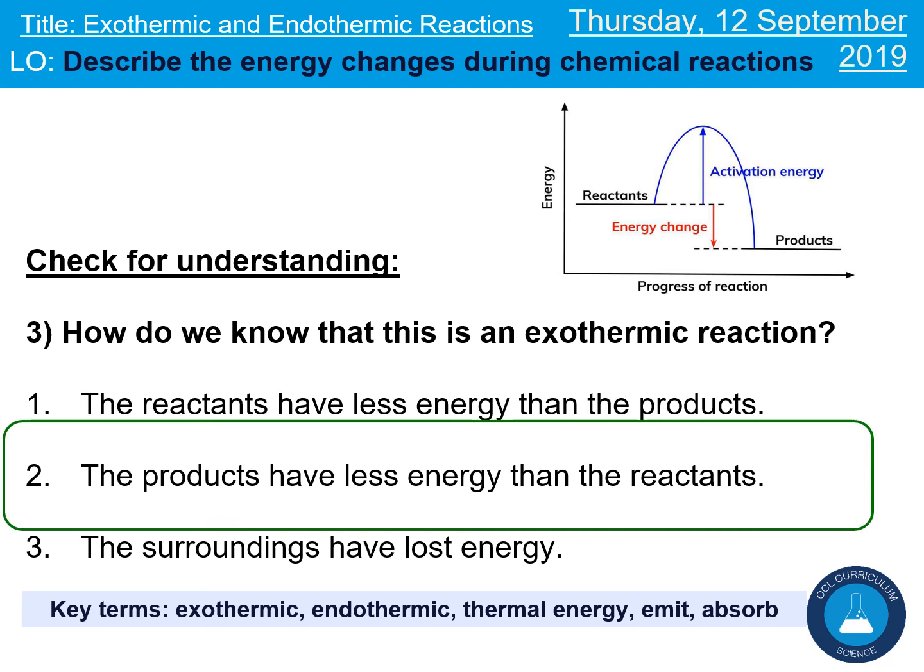Let's see if you got it right. The answer is number 2. Exothermic reactions have reaction profiles that show that the products have less energy than the reactants.